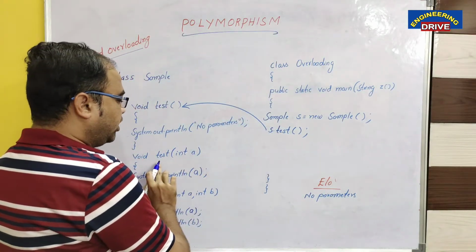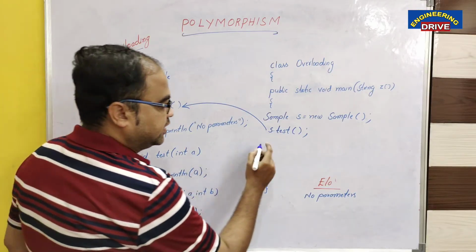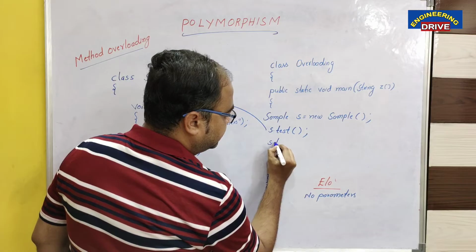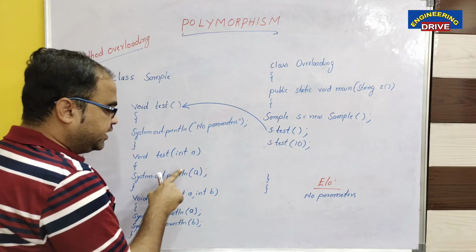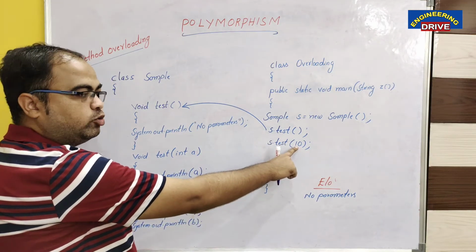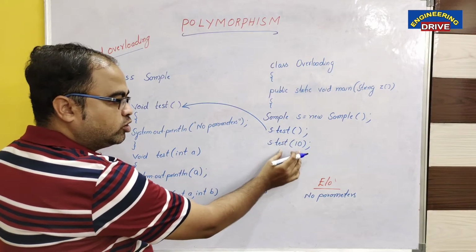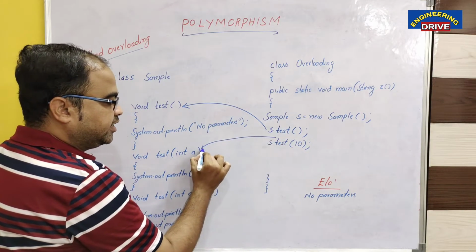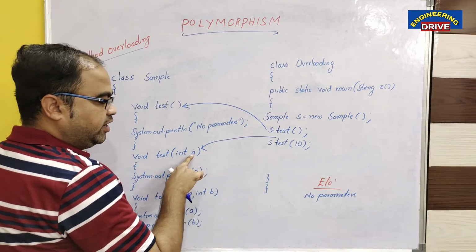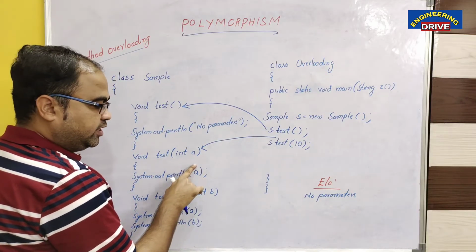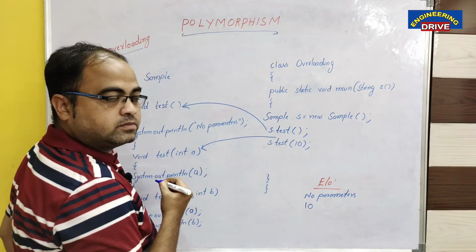Next, I want to call the second method test. It is also having the same name, test only, but one parameter is there here. So that's why s dot test of, here as one receiving parameter is there, that's why I am passing one argument here, that is 10. Whenever I invoke s dot test of 10, control will come to the second method. What is the value of a? A will receive 10. So 10 will be stored in a, and you will get output, next line, 10.